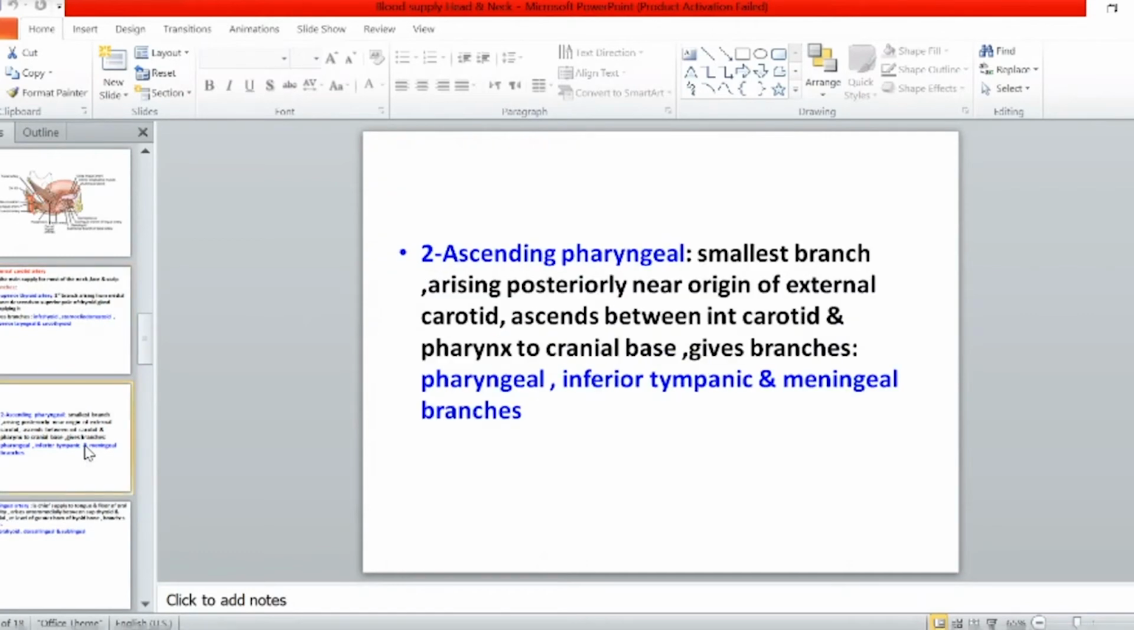Next, the ascending pharyngeal is the smallest branch, arising posteriorly near the origin of the external carotid. It ascends between it and the internal carotid and pharynx to the cranial base, where it enters above the superior constrictor. It gives rise to a pharyngeal branch, a tympanic branch for the tympanic cavity, a meningeal branch, and a tonsillar branch.